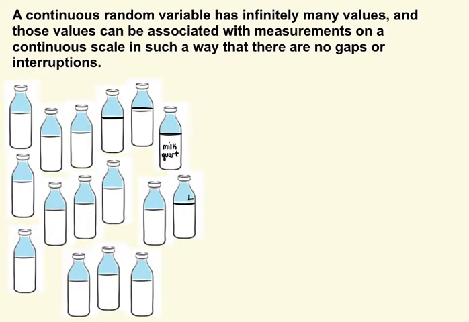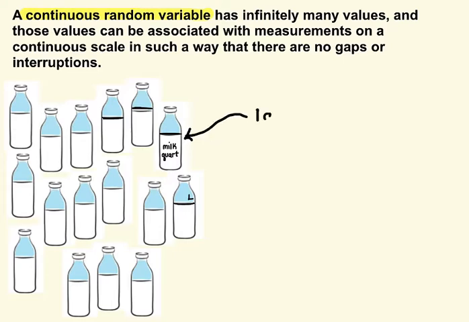Now the next kind of random variable is a continuous random variable. A continuous random variable has infinitely many values that can be associated usually with a measurement. It's on a continuous scale with no gaps or interruptions. And an example here is I'm looking at milk. So we're talking about the volume of milk, and I have quart containers.